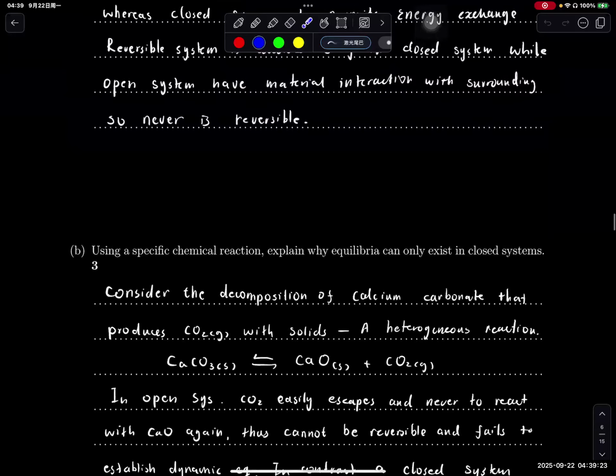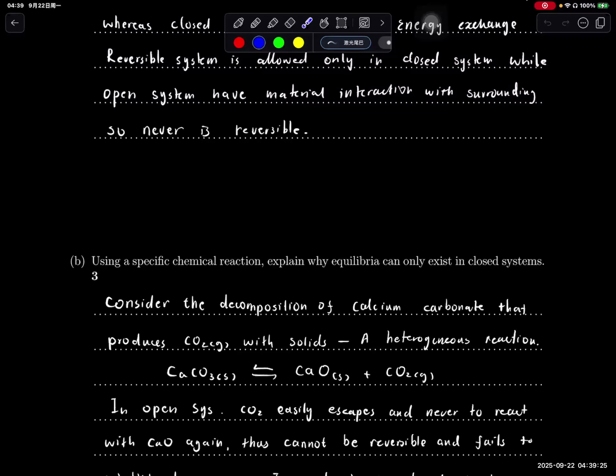8B says using a specific chemical reaction. This means that you have to write chemical equations, and explain why equilibrium can only exist in a closed system. When they ask about equilibrium, static equilibrium is of course an equilibrium, but when they don't say that and just mention equilibrium, it's by default talking about dynamic equilibrium. So this question is almost like asking why dynamic equilibrium can only exist in a closed system.